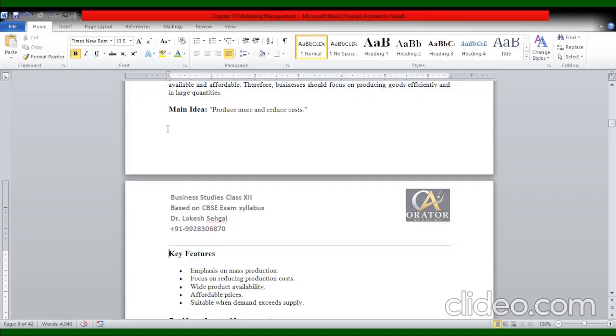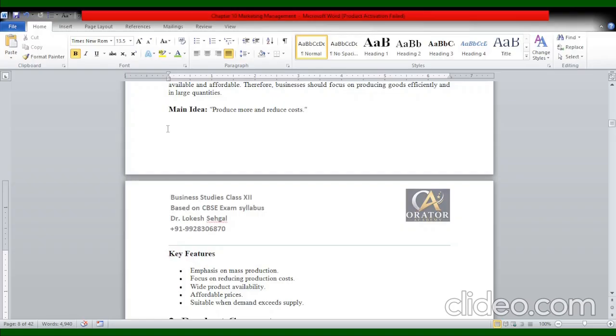You can buy from any outlet, any store, anywhere the product is easily available. Then you are following affordable prices and available prices. The product is low cost, and definitely you will get it at the cheapest price possible.